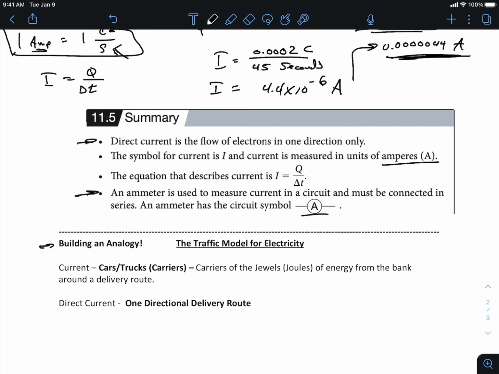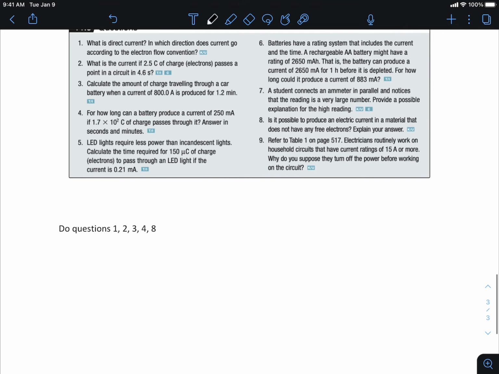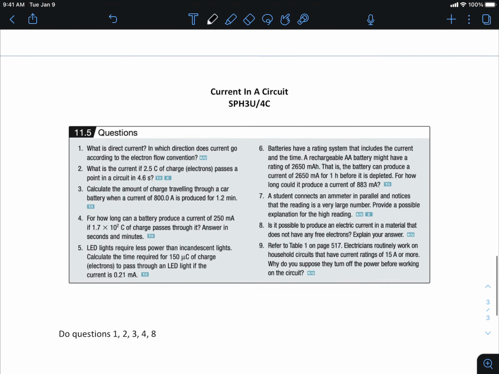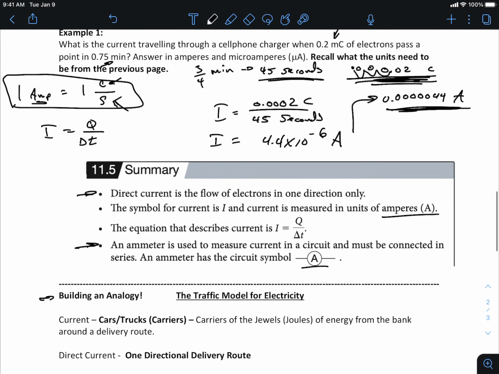So that's that. You guys let me know if you have any questions. Below here you have some questions to work on as well: 1, 2, 3, 4, and 8. That'll be your homework for this lesson. And that's that. You guys let me know if you have any questions.